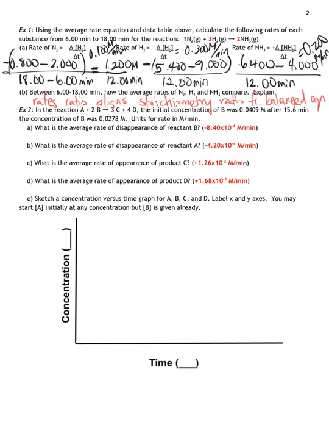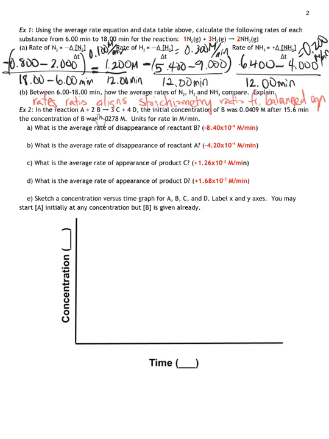Now, let's go ahead and do another problem, very similar to that. It says, in the reaction A plus 2B forming 3C plus 4D, the initial concentration of B was 0.0409 molarity. And then after 15.6 minutes, the concentration of B was this amount. Units for the rate is molarity per minute. What is the average rate of disappearance of B?